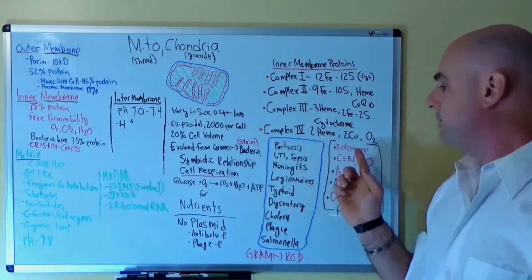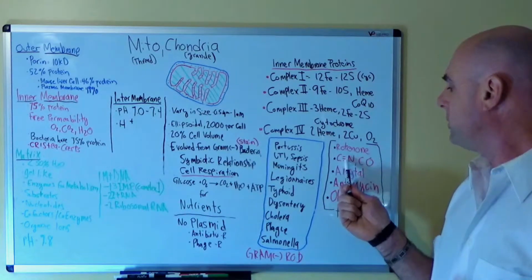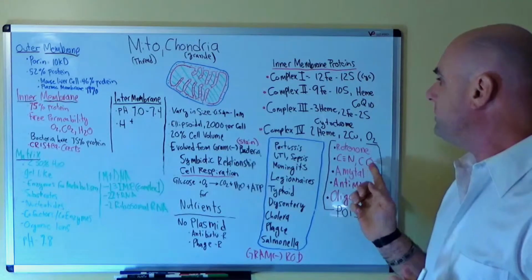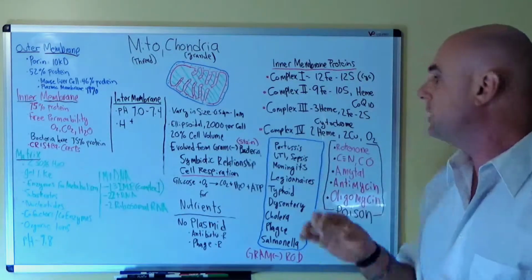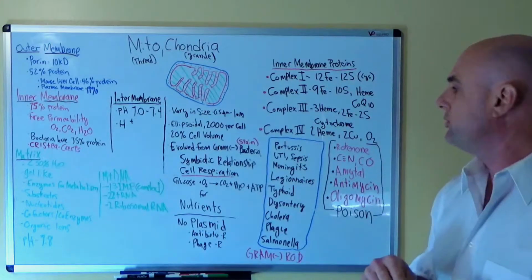So we have rotenone, which is a poison. C, carbon with the triple bond to nitrogen, that's cyanide, and carbon monoxide, they also interfere with the electron transport chain proteins.